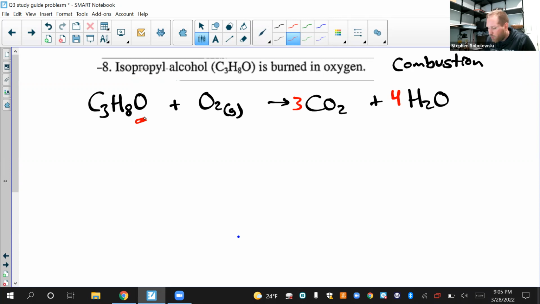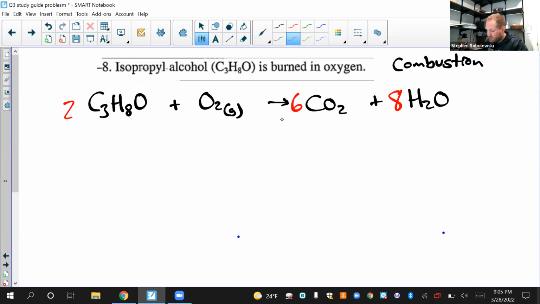Well, sometimes I say, when in doubt, double everything for combustions. So instead of 1, 3, 4, I'm going to go 2, 6, 8. Now I just want to make sure my H's and C's are still balanced. For H's, I have 2 times 8 is 16, 8 times 2 is 16. 2 times 3 is 6, 6 times 1 is 6, so we're good there.